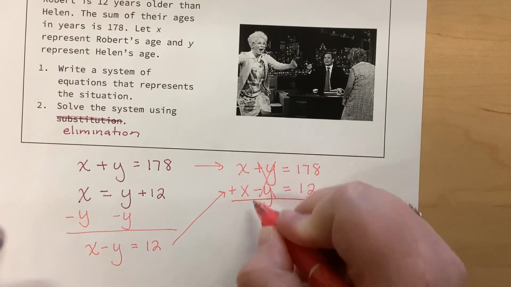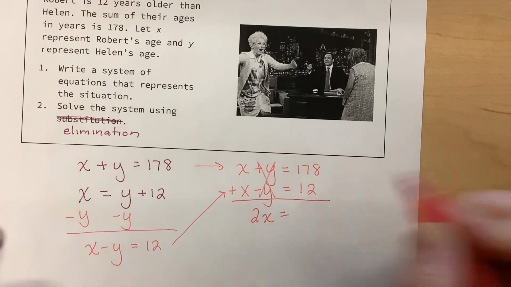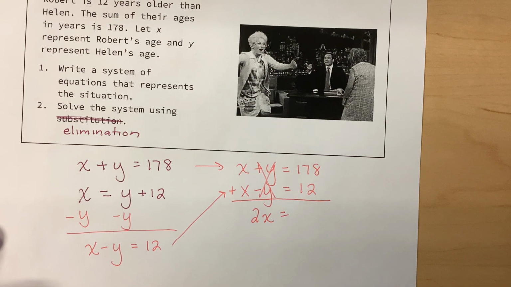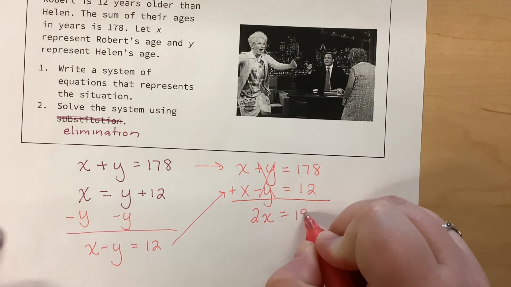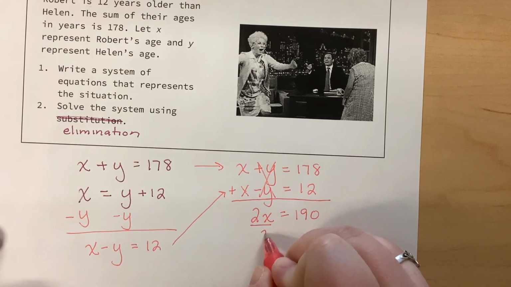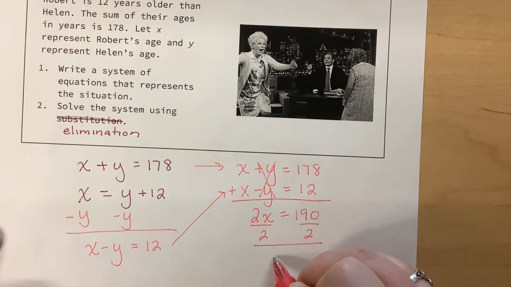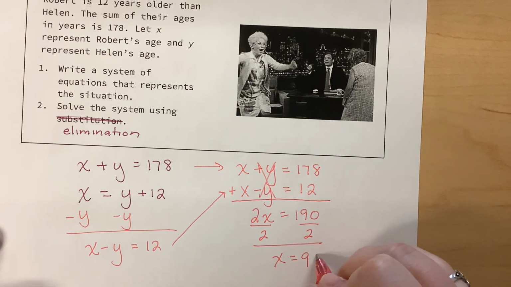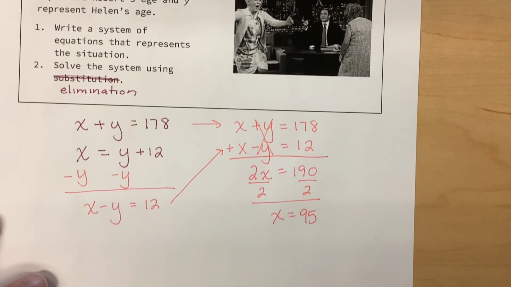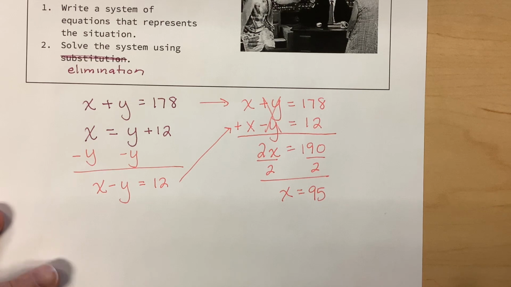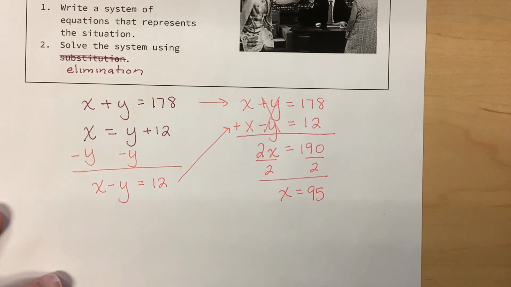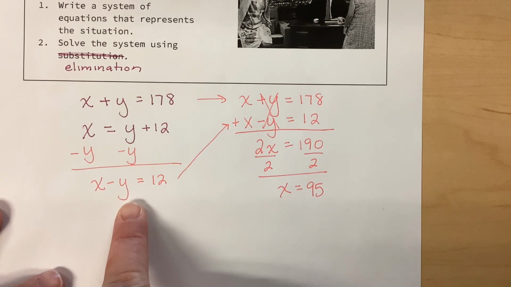So I have x plus x, which is 2x, and I have 178 plus 12, which is going to be 190. Divide both sides by 2. And I get x is 95. So that means Robert is 95. So now I can go and I can figure out how old Helen is. I'm going to use this bottom equation here.